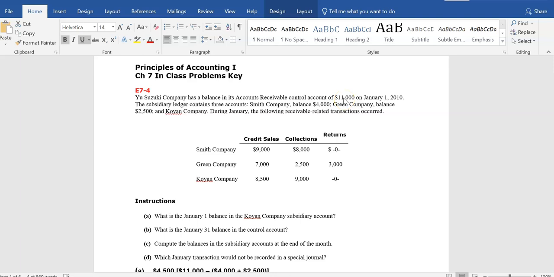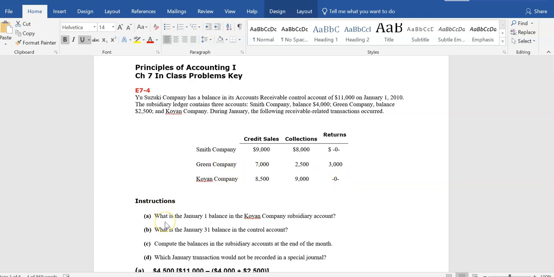Subsidiary ledger is like the side ledger outside of the general ledger that shows the details of the balance in that control account. So of that 11,000, Smith Company owes 4,000, Green Company owes 2,500. They didn't tell us how much Koyan Company owes. Then during the first month of 2010, January, the following receivable related transactions occurred. These were the credit sales to each customer. These were the collections from each customer. These were the amount of the returns from only one customer, Green Company.